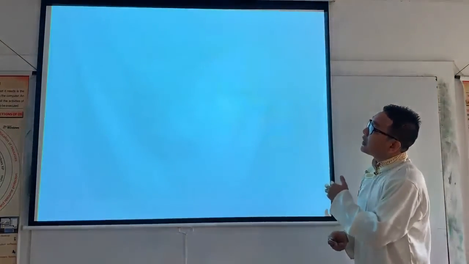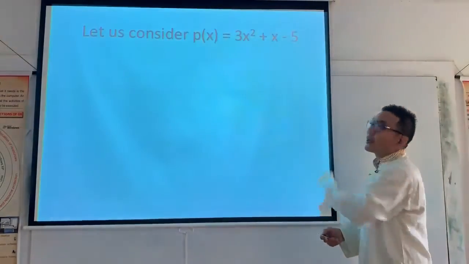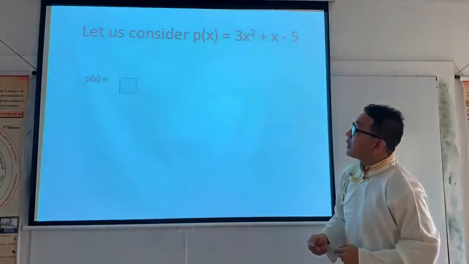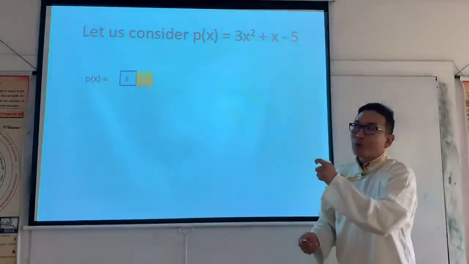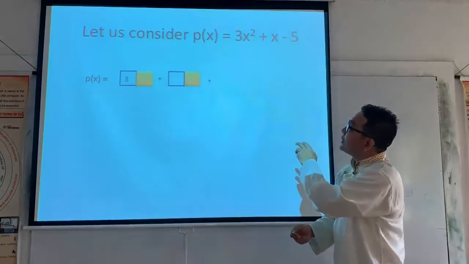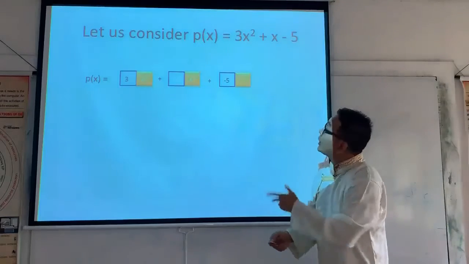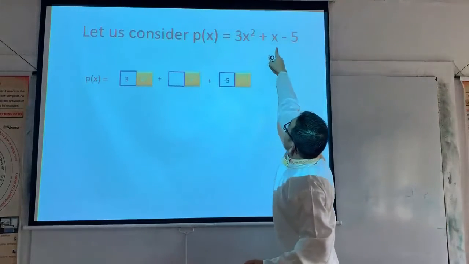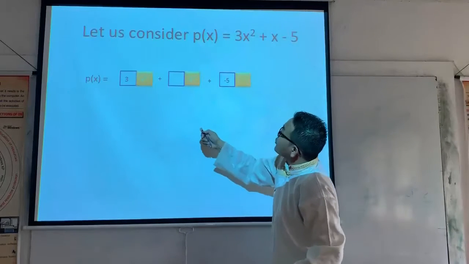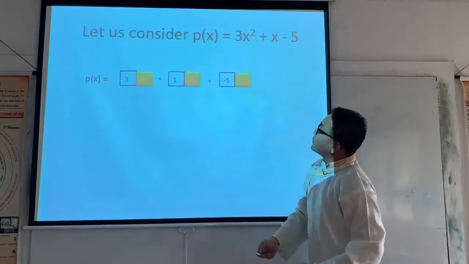Let us take an example of a quadratic polynomial: 3x squared plus x minus 5. Here, each term of the polynomial has a number with its variable part. The power of x in the constant term is 0, since x raised to power 0 is 1.